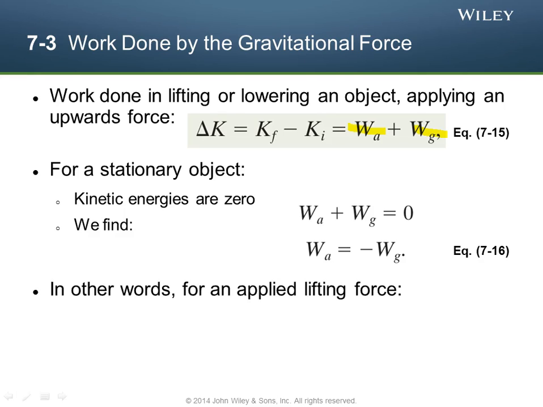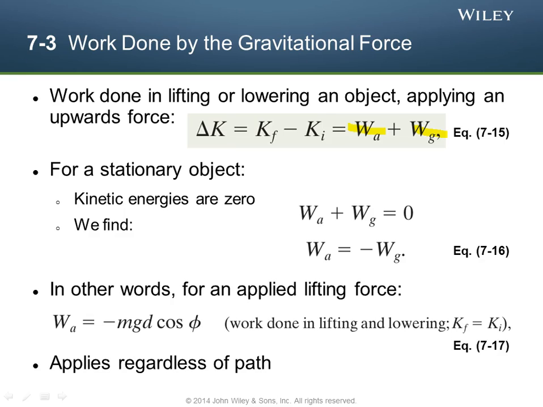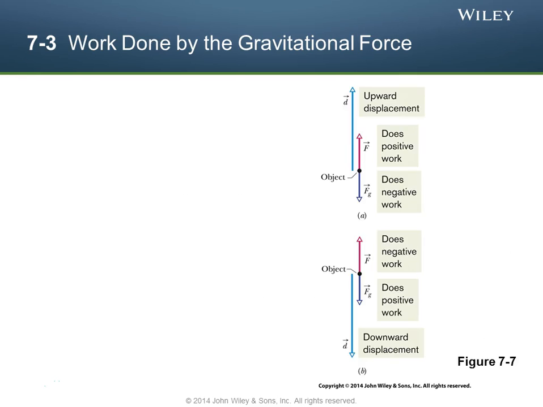So in other words, we can say that the work done by the force applied in lifting something is equal to the negative of mg times the displacement times the cosine of the angle between them. And this applies regardless of path. And this is one of the nice things with work done by gravitational force or work done by lifting or lowering an object. We don't care about the path. We're only looking at the displacement, or in other words, our vertical displacement. We're looking for the displacement in the vertical direction.